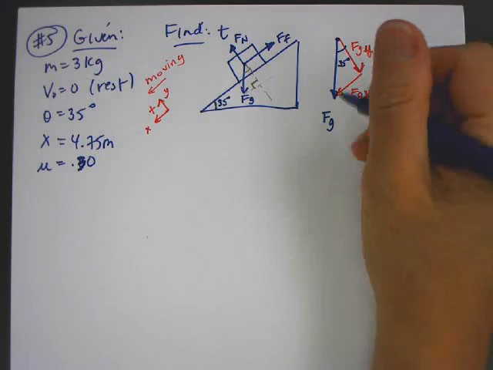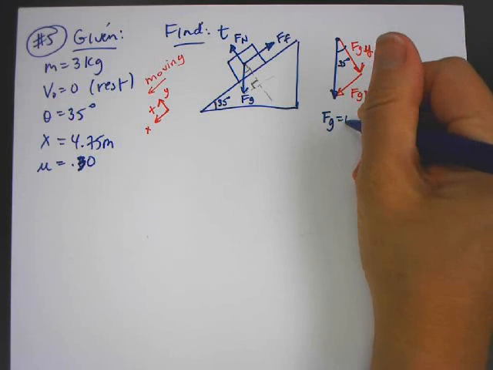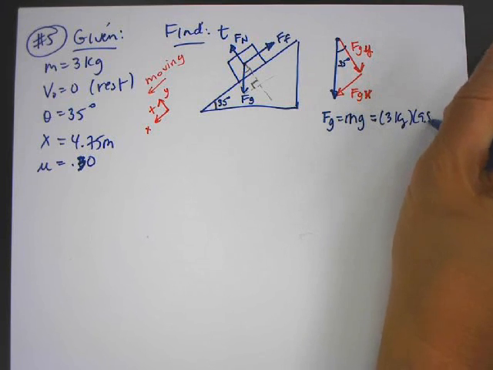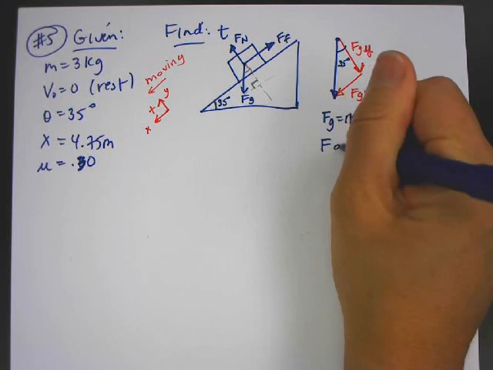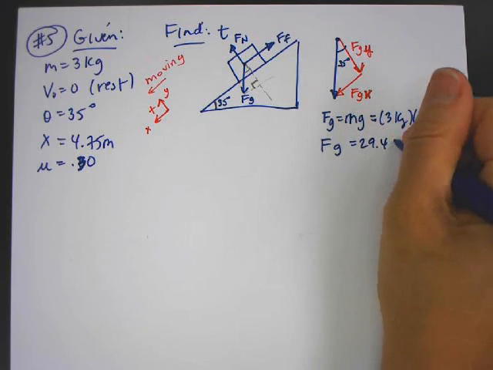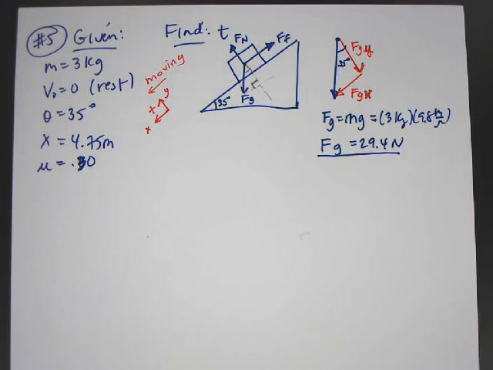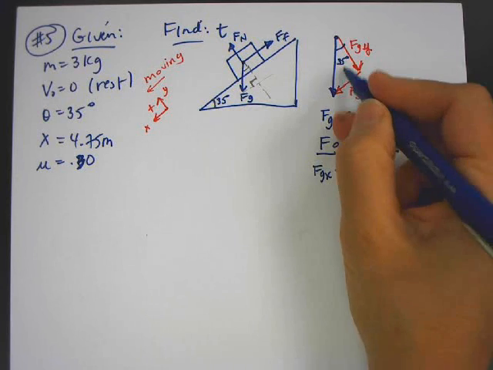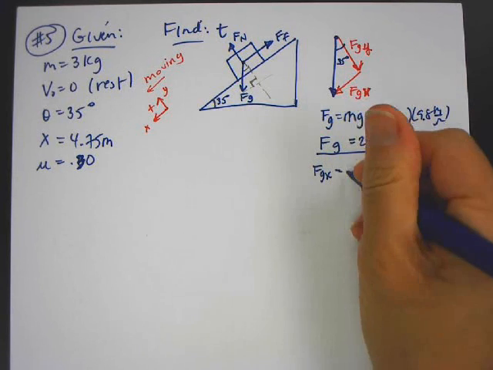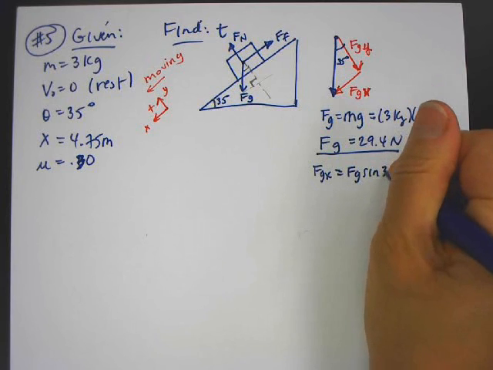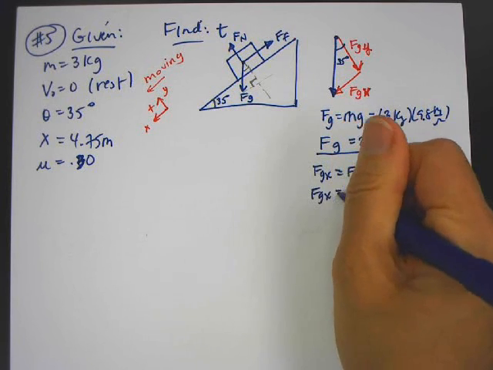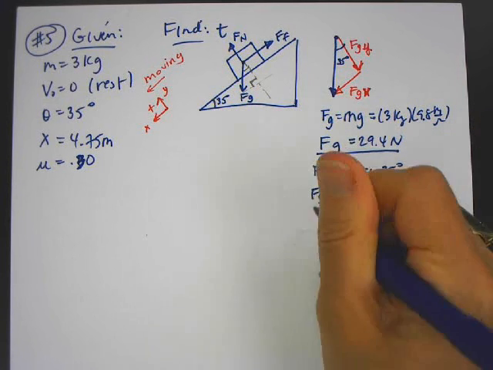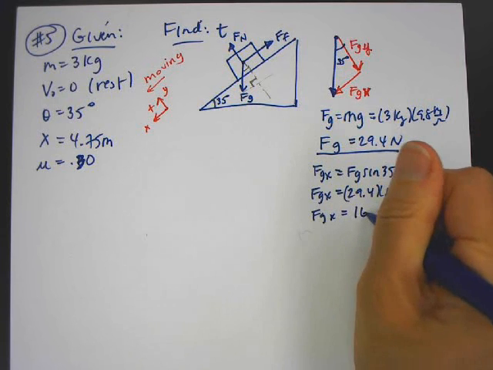So when I look at this diagram, first of all, I want to calculate the magnitude of the weight, which is mg. So it's 3 kilograms times 9.8 meters per second squared. So F of G comes out to be 29.4 newtons. Now I want to find these components. So FGX, if I look at my picture, this is opposite that angle. So it's going to be FG sine of 35. So FGX would be 29.4 times the sine of 35. So FGX is equal to 16.9.